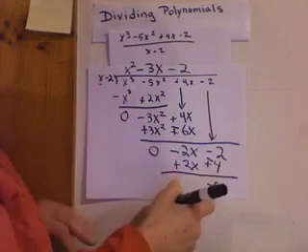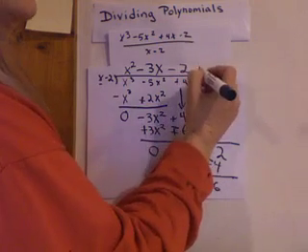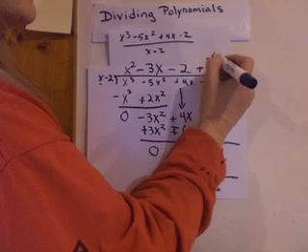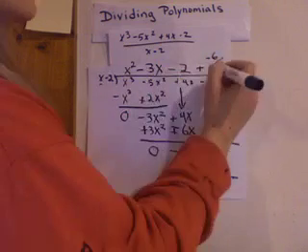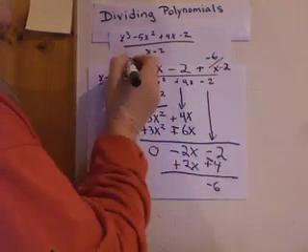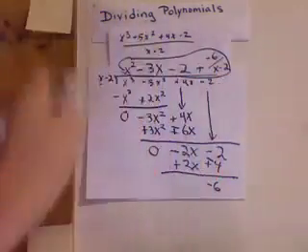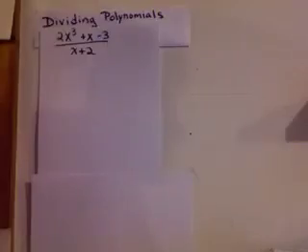What times x gives me negative 6? Nothing. That means I'm at the remainder, so I do plus negative 6 over x minus 2. And there we have the answer. Long division and all.